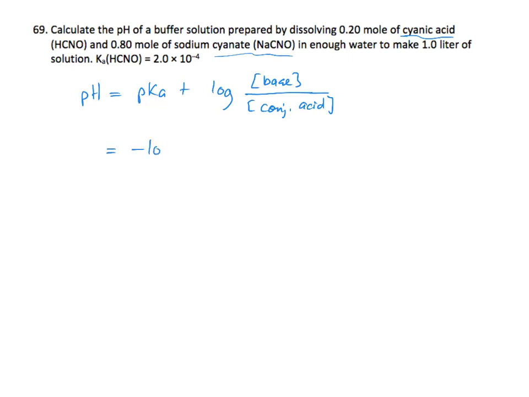That is equal to the minus log of the Ka of the acid, which is provided, 2.0 times 10 to the minus 4, plus log of the concentration of the base. Tells us we have 0.80 moles of base in 1 liter of water, and divided by the acid, we said we have 0.20 moles in 1 liter, which is 0.20 molar. Molar units will cancel, and what we're left with is 4.30 as our pH for this buffer solution.